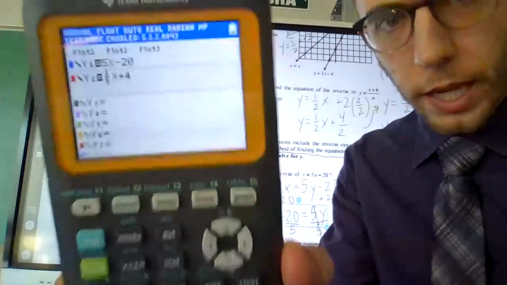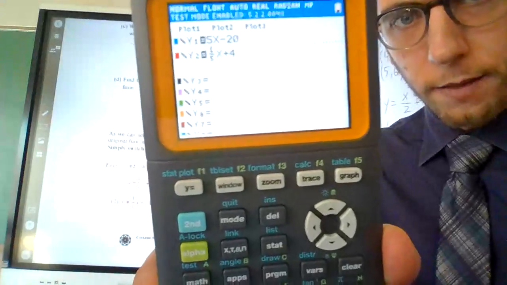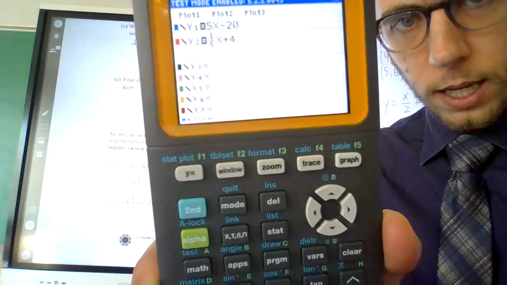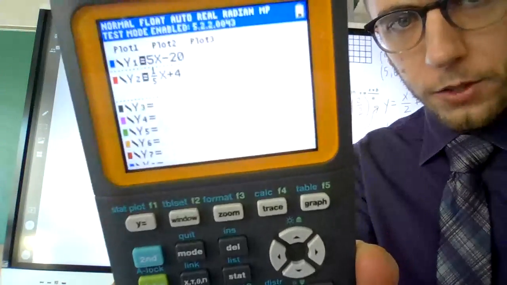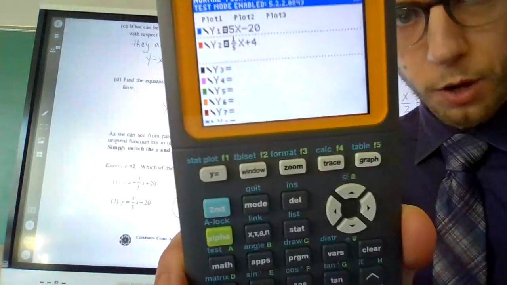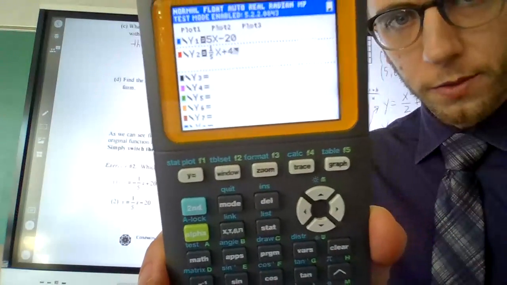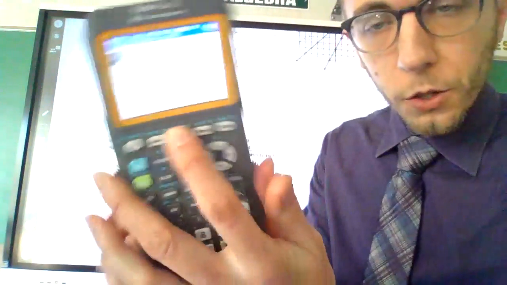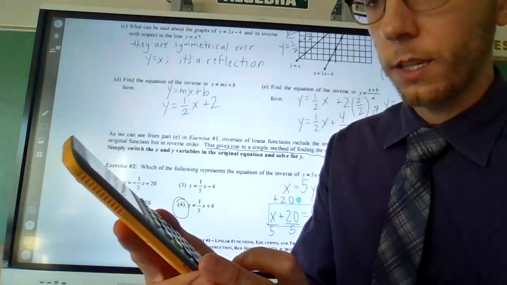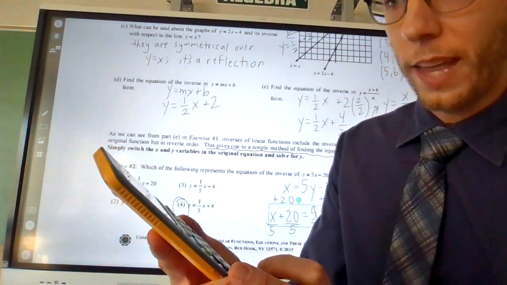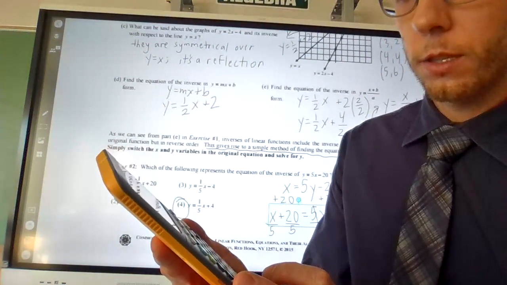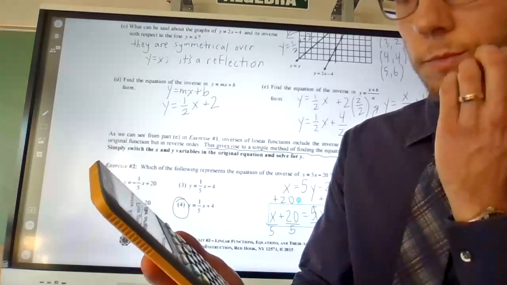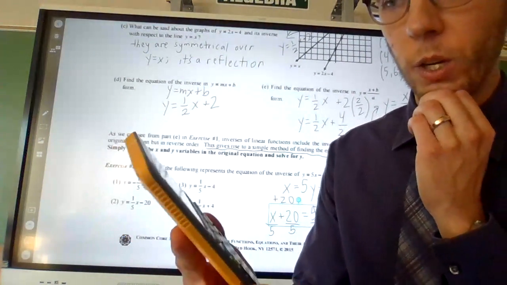Okay, so I have y equals 5x minus 20 in y1, and then y2 is 1/5 x plus 4. All right, I know that's bright. And now I'm going to press zoom 6 because I want to get that standard window.